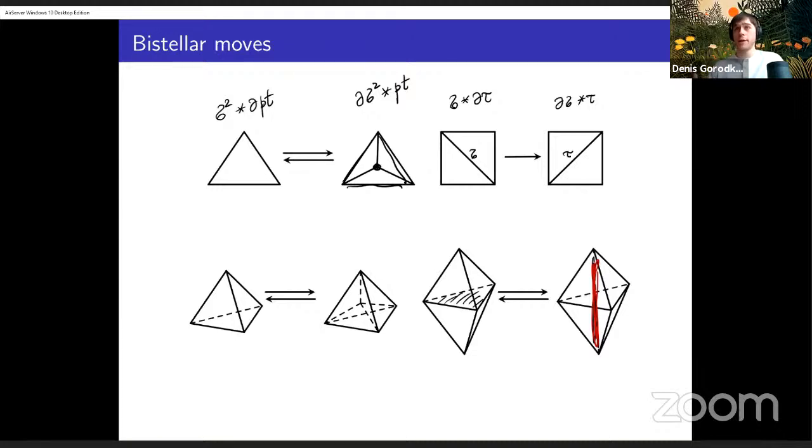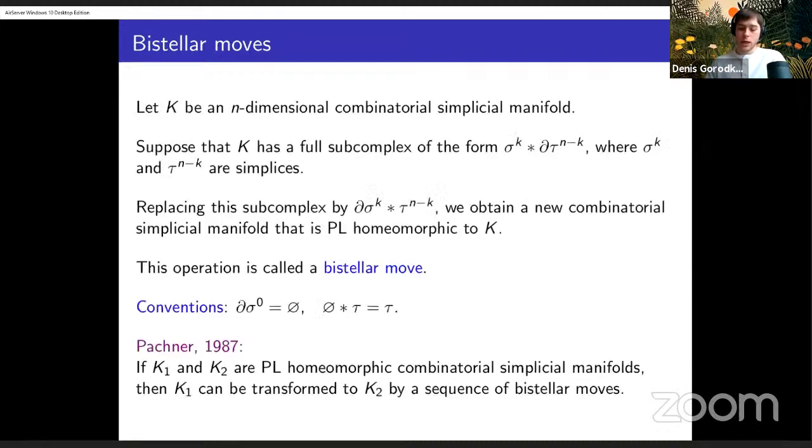In higher dimensions, you have a bit more variety of such moves, because how they look depends on the dimension of sigma. However, we will only be interested in dimensions two and three for today's talk. Very important to know that if we apply a bistellar move to a manifold, we receive a manifold which is PL homeomorphic to the initial one. And a crucial result for us is that if two manifolds are PL homeomorphic one to another, then there exists a sequence of bistellar moves that relates those two combinatorial manifolds. So whatever two triangulations, for example, of a two-dimensional sphere I take, I will be able to find a sequence of bistellar moves that connects them.